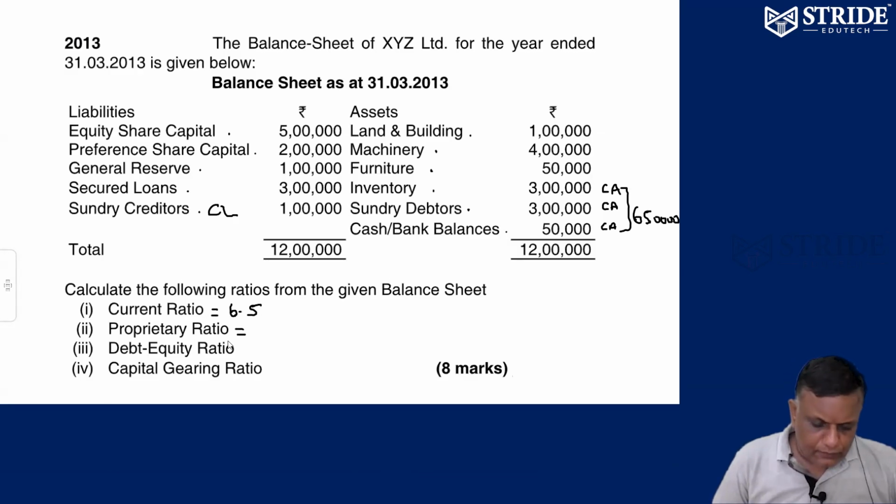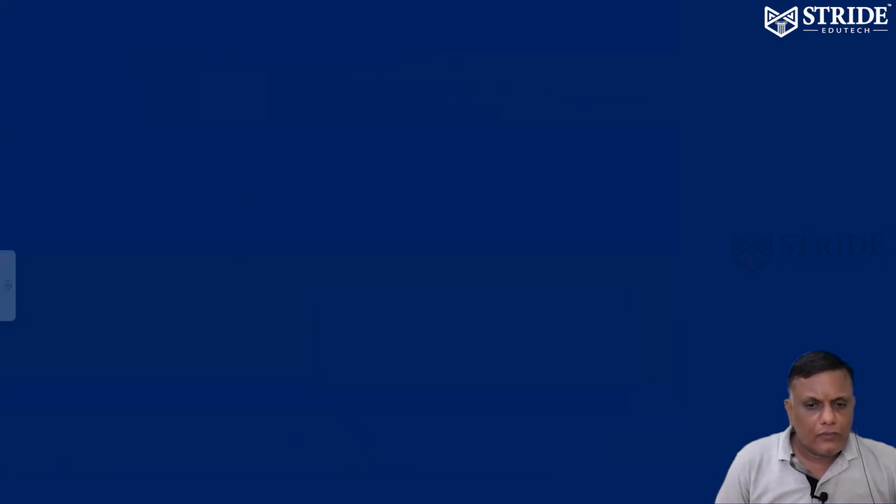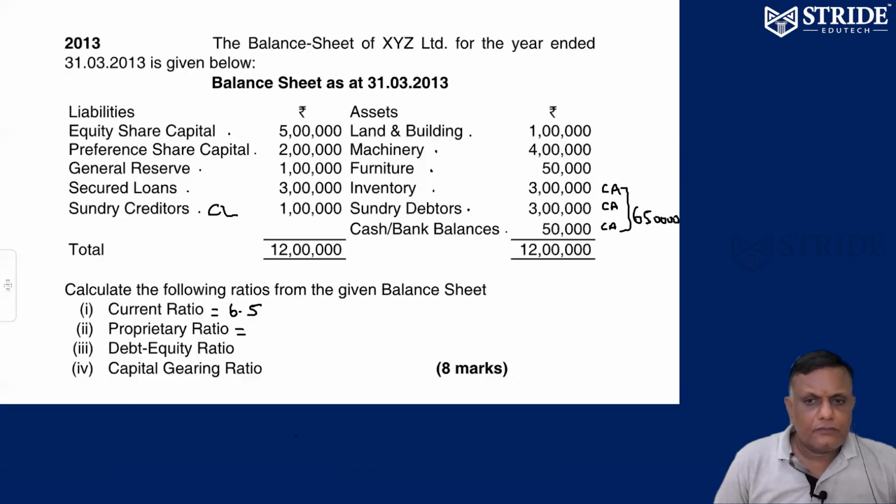Next, proprietary ratio. The proprietary ratio is equal to shareholders funds by total tangible assets. For total tangible assets, they are all tangible. You can touch them: inventory, cash and bank, furniture, machinery, everything you can touch.